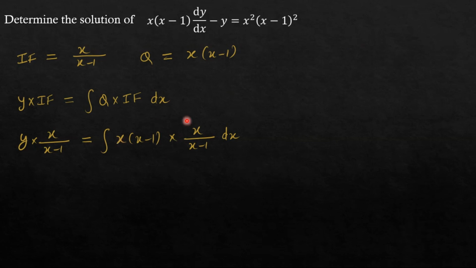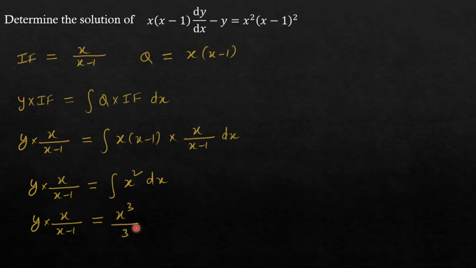And this (x minus 1) and this (x minus 1) will get cancelled. So you will get x squared, x into x squared. So you get integration of x squared dx. The integration of x squared is x cube by 3. So you get x cube by 3 plus integration constant c. Okay, but here in this case we cannot calculate the value of c because there is no condition given here. So this is the solution of the given differential equation.